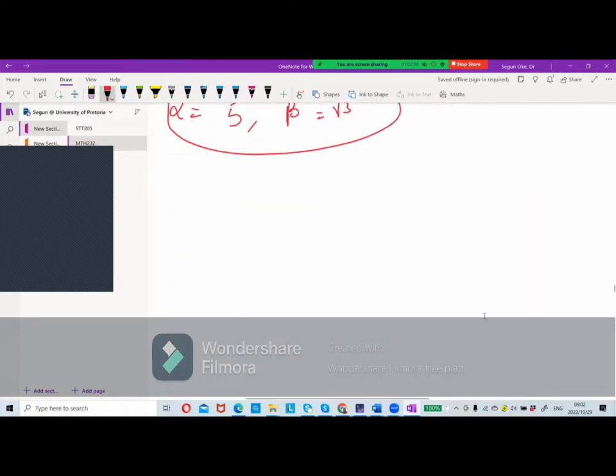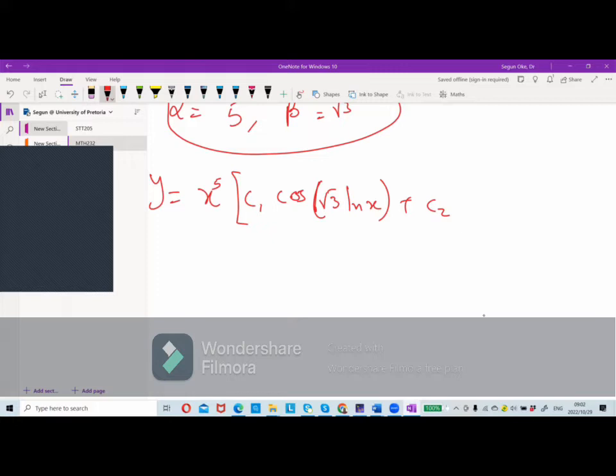Our beta is root 3. So let's substitute. We have y equals x raised to power 5 times C1 cos(square root of 3 ln x) plus C2 sine(root 3 ln x). Any question?